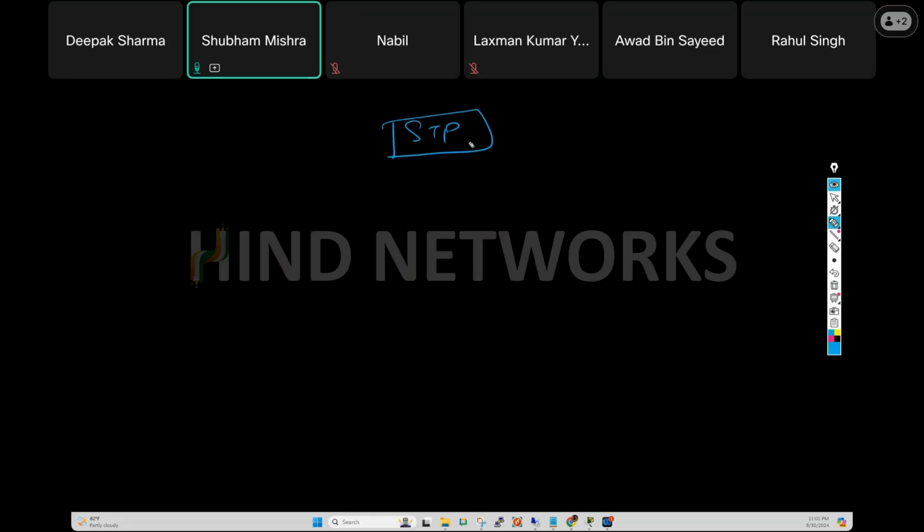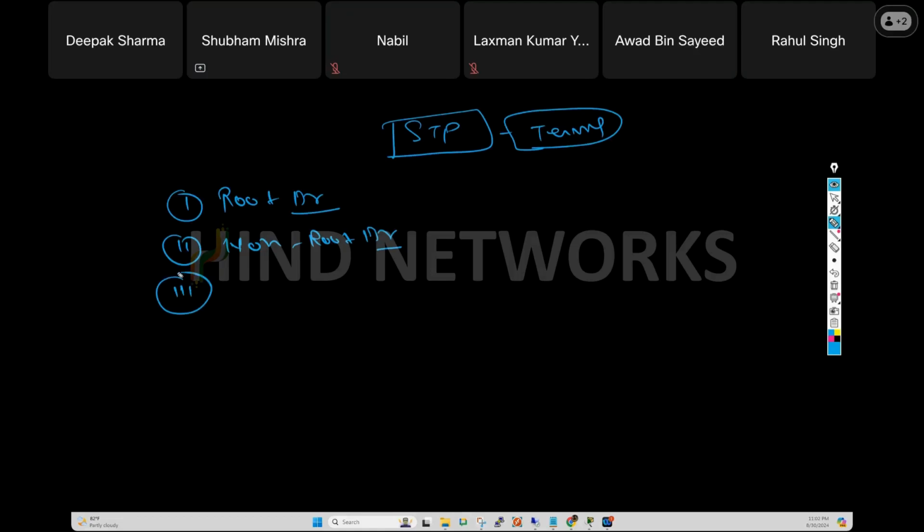In spanning tree, generally we use some terms, or I can say you need to remember some terms. I will tell you these terms again and again, so you guys have to focus on them. What are the terms? You will hear root bridge. I hope now you understand the root bridge. Second, non-root bridge. So these are the terms generally used in STP.